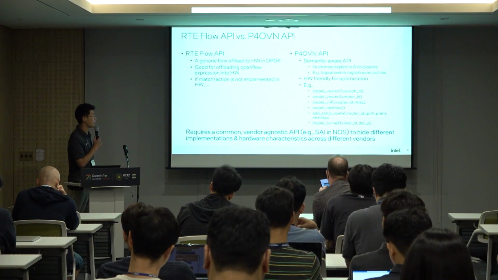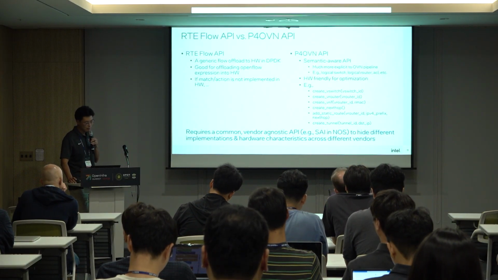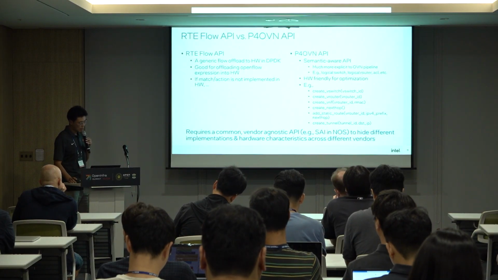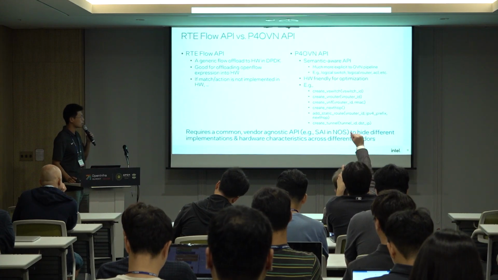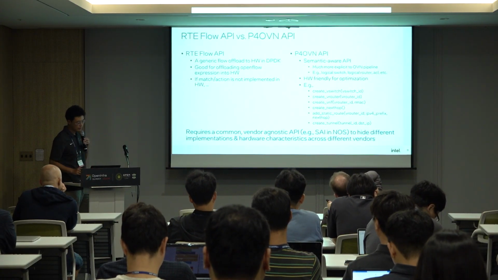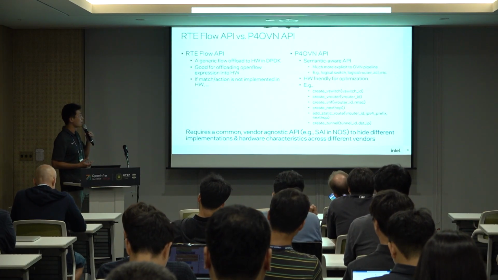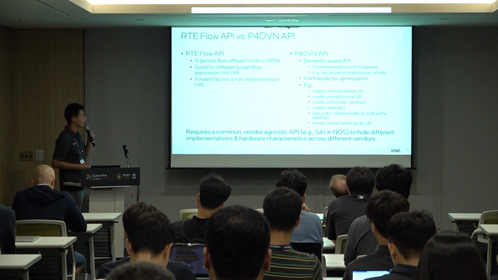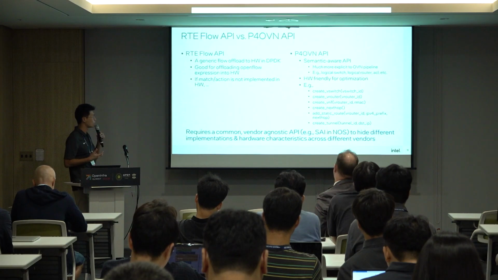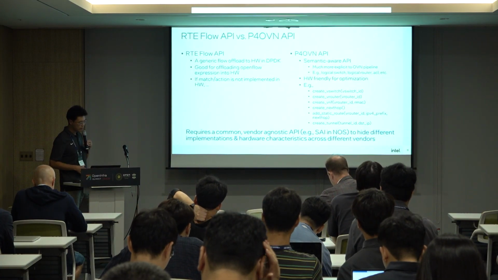One is the rte_flow API. In this case, the rte_flow API is a generic flow offloading mechanism in the DPDK ecosystem. But this is usually good for offloading OpenFlow expressions into the hardware. But if the match and action is not implemented in the hardware, then it usually fails to offload these OpenFlow rules into the hardware. So in order to address this issue, we devised the P4OVN API. This is a more semantic-aware API and much more explicit to the OVN pipeline. For example, this API provides a logical flow, a logical switch and logical router and ACL, something like that. And also, this API is much more hardware friendly for optimization purposes.